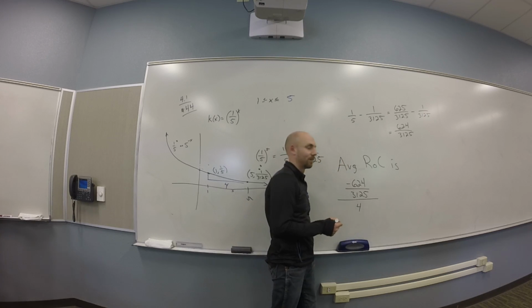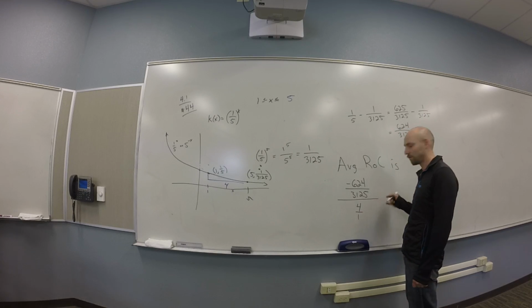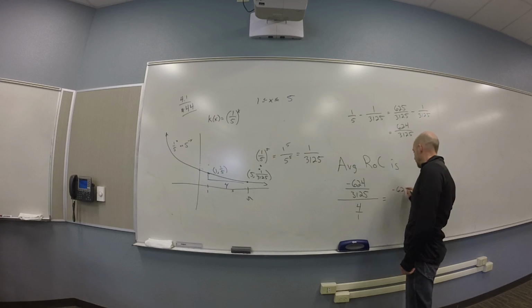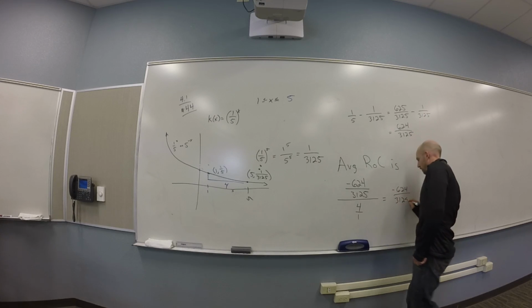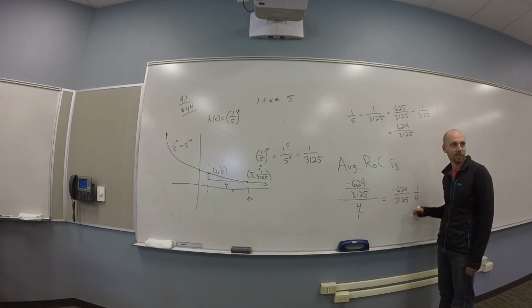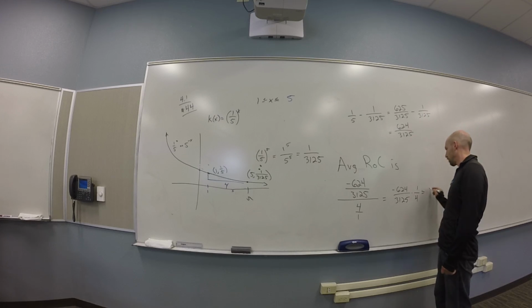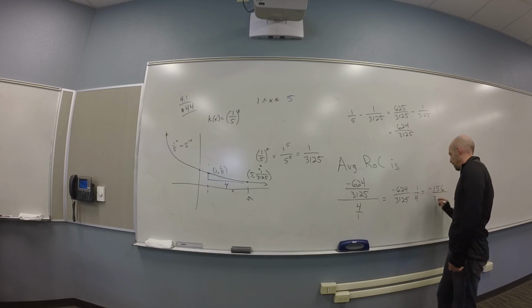So it's 624. Remember, this is 4 over 1 on the bottom, so you can flip over and multiply. So you get negative 624 over 3,125 times a quarter. And then maybe you can cancel. I would advise trying to cancel first. 624 over 4 is 156. So you get negative 156 over 3,125.